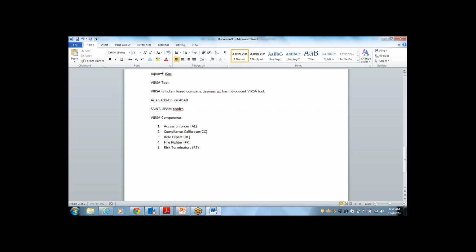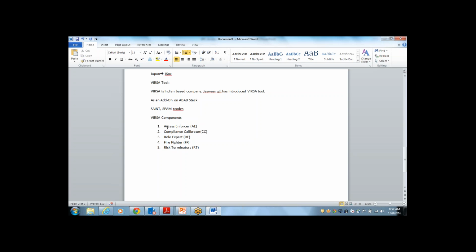On ABAP stack. As you know, we have a NetWeaver system with dual stack, ABAP plus Java stack, but we need only a simple ABAP stack to implement this VIRSA component or VIRSA tool. So Basis is going to deploy it by using these transaction codes in general in our SAP ECC system. So this is one thing.